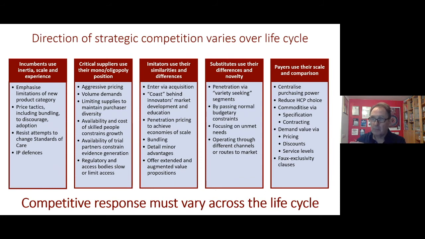The important point to grasp here is that each type of strategic competitor causes you different problems, and therefore you have to respond or preempt in a different way. And since the most important strategic competitor at any one time depends on where you are in the life cycle, the product category life cycle, your competitive response has to vary across the course of the life cycle.